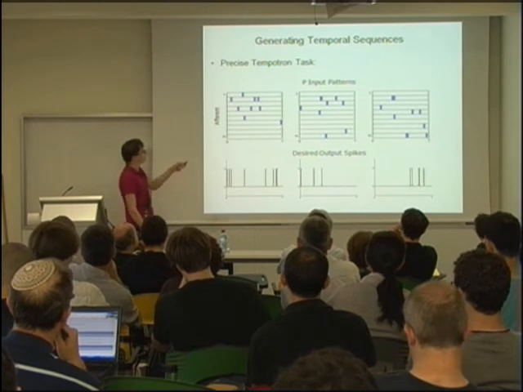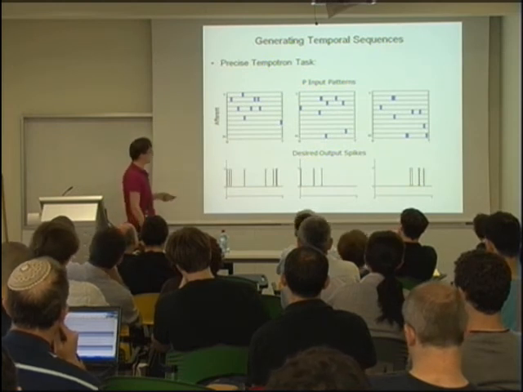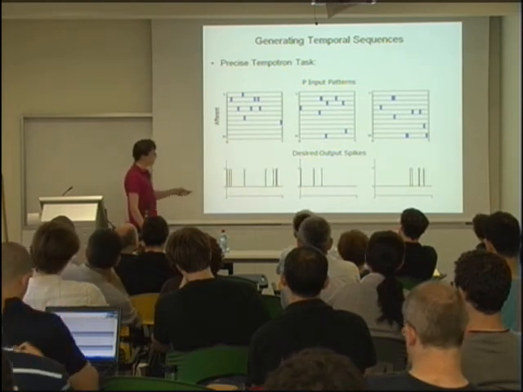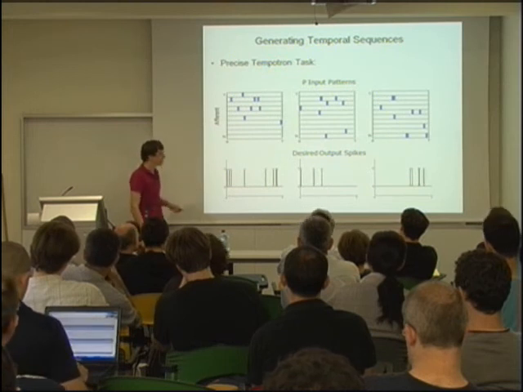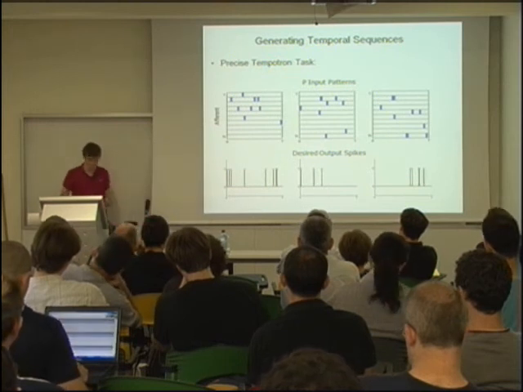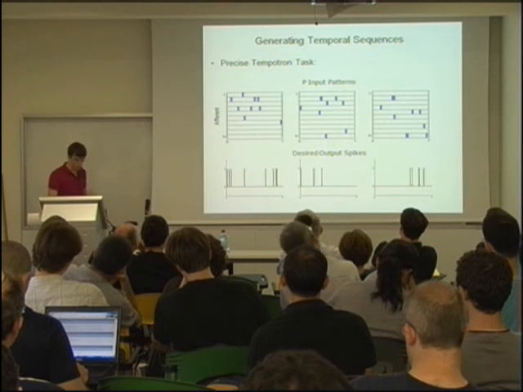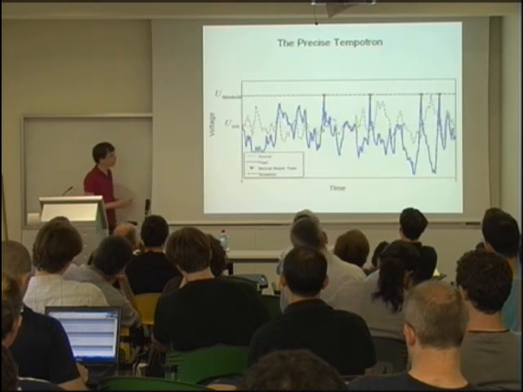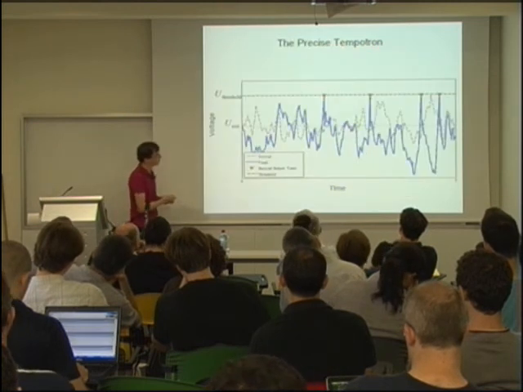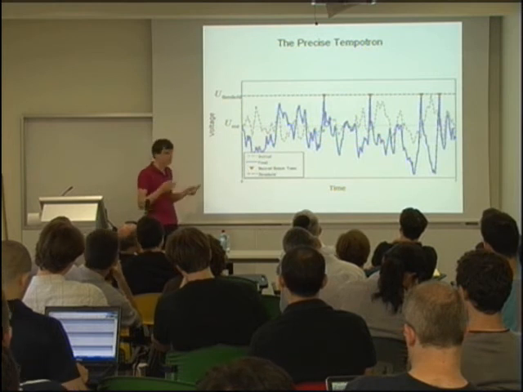The task would be even more general: just to generate spike patterns of the output spikes. So here we have P input patterns, and for each pattern we specify where exactly the Tempotron should fire. I will not go into the details, just to show you the results, we have an algorithm that does exactly that.